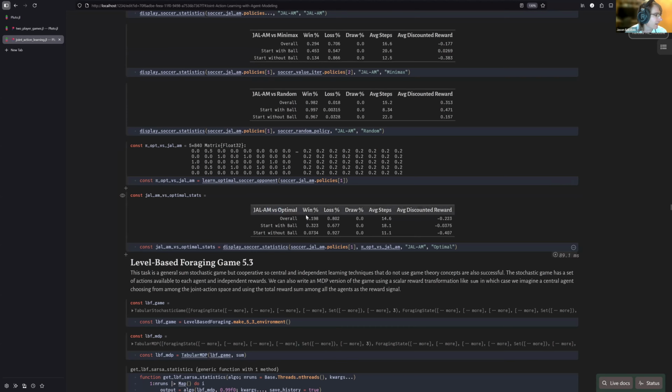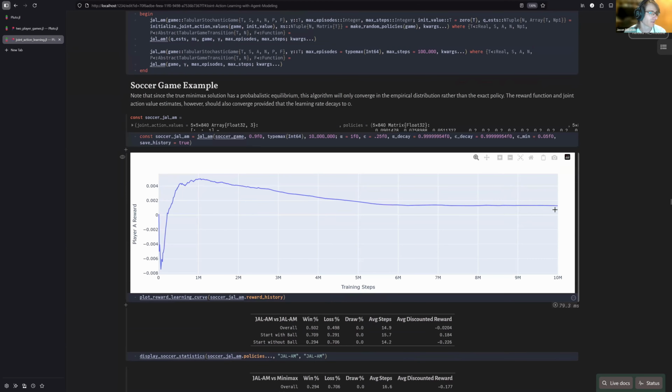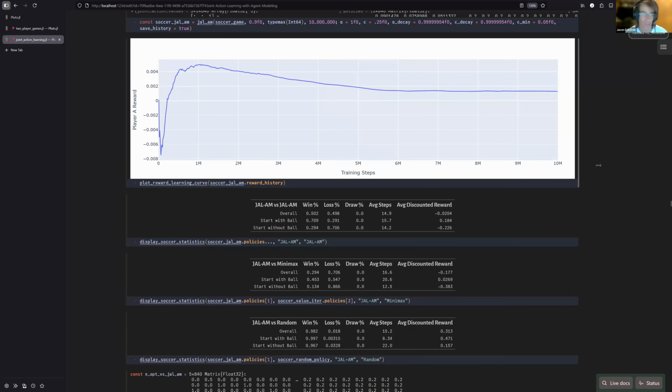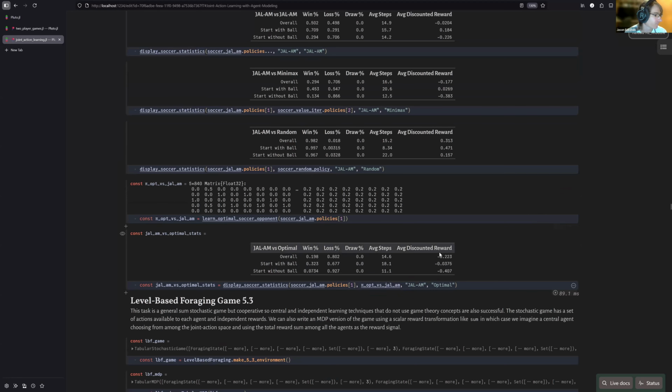And we can see that against the optimal opponent, we were able to find an optimal opponent that wins 80% of the time, and it wins 90% of the time when it starts with the ball, right? This is for the first agent starting without the ball. So this is definitely an exploitable strategy, indicating we didn't find the minimax solution, which is also what we would expect from any technique like this. If we're collecting samples and estimating, we're never going to find the exact minimax solution. We can only find that with something like value iteration.